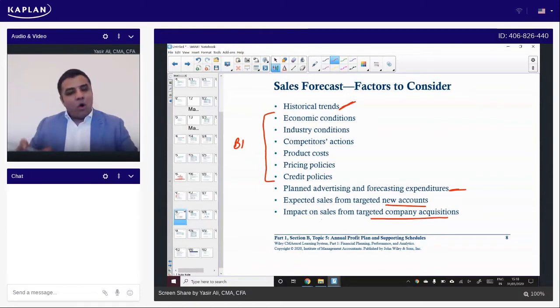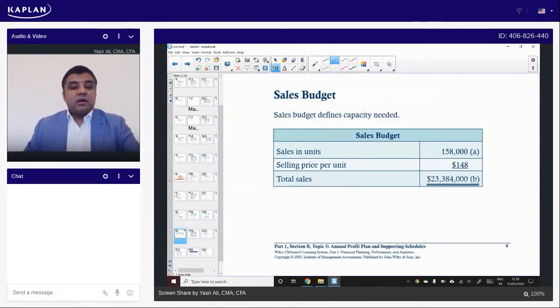So these are all the factors, and this can very well be an essay type question topic: what factors affect the sales forecast, or what factors should be considered. So you might be asked to list 3 or 4 critical factors which must be considered when you're making your sales forecast.